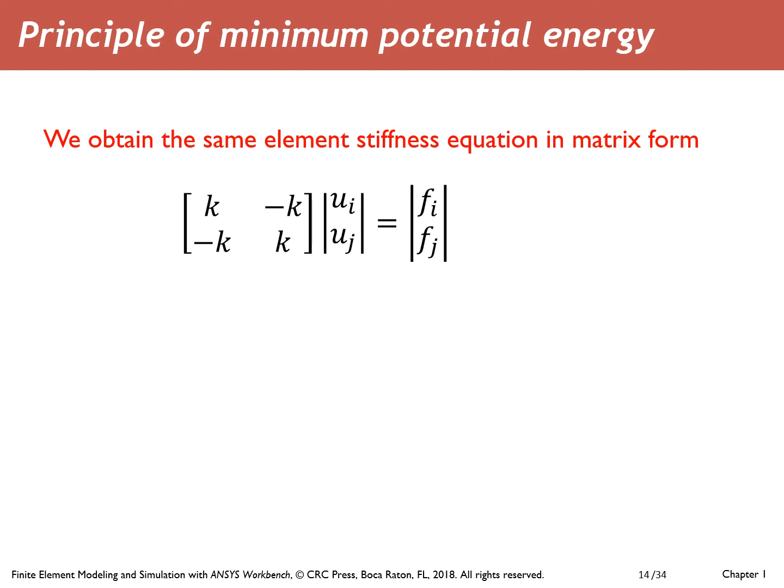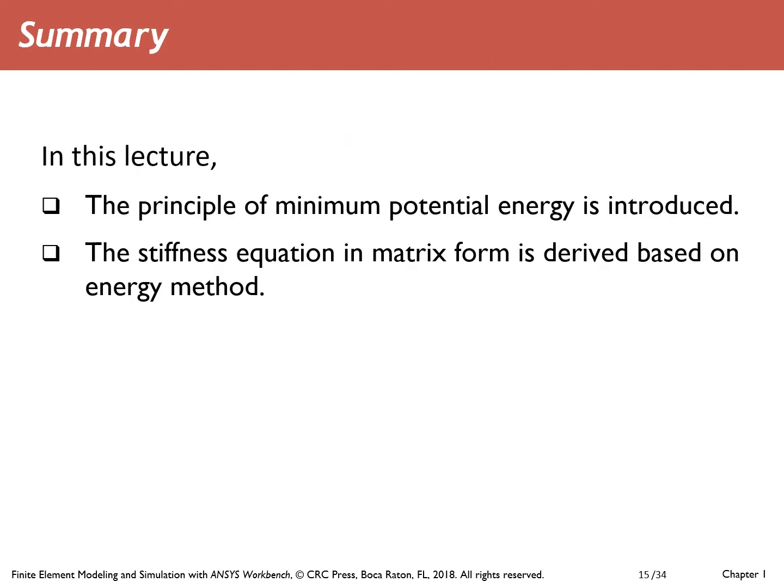From now on, as we go to chapter 2 and the other chapters, we'll apply the energy method instead of the stiffness method, because the energy method becomes much more powerful when dealing with complicated systems. All right. Summary: we have learned the principle of minimum potential energy. We applied that to a 1D spring system and derived the stiffness equation.